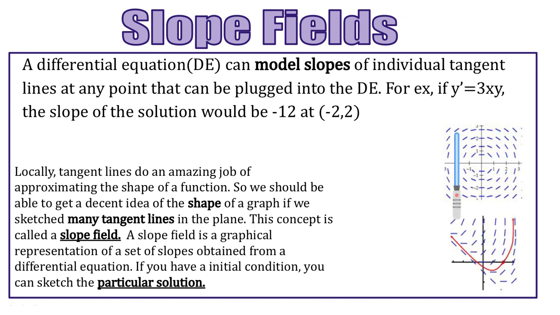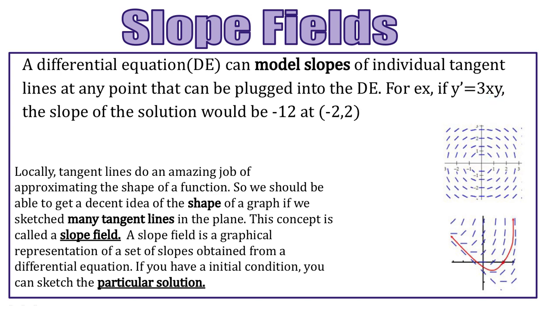Each of these blue lines is representing a slope at a different xy coordinate, and you can start to see the shape. This looks like a circle, or if we're talking a function, a semicircle of a graph. This is called a slope field. So a slope field is a graphical representation of a variety of different slopes, or a set of different slopes, when you plug those values into a differential equation.